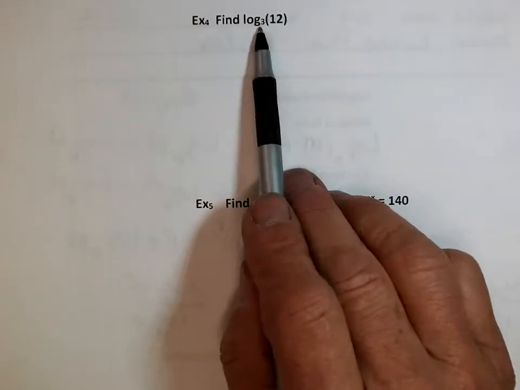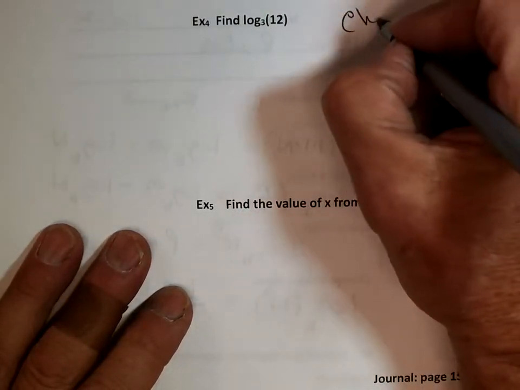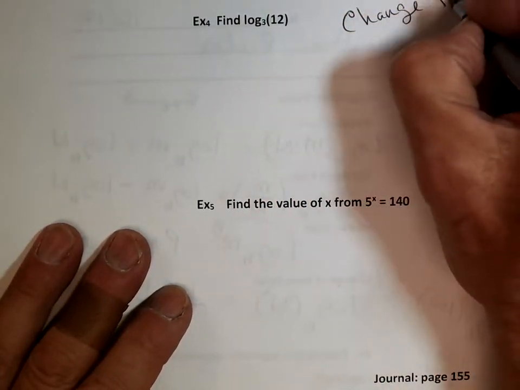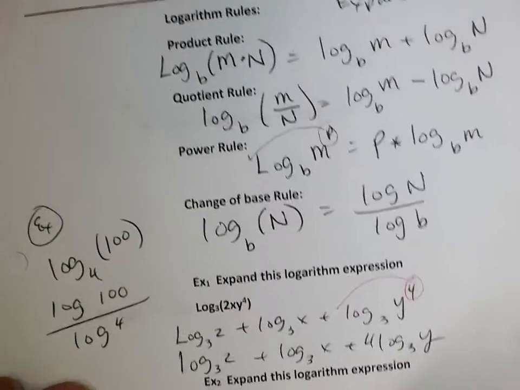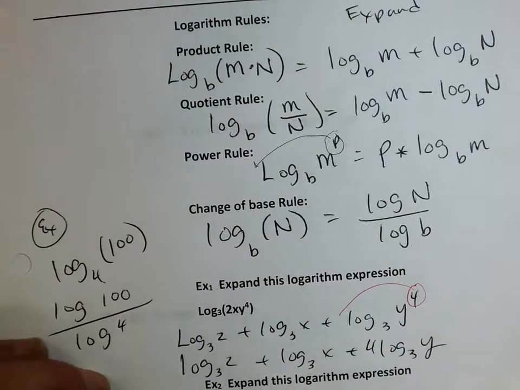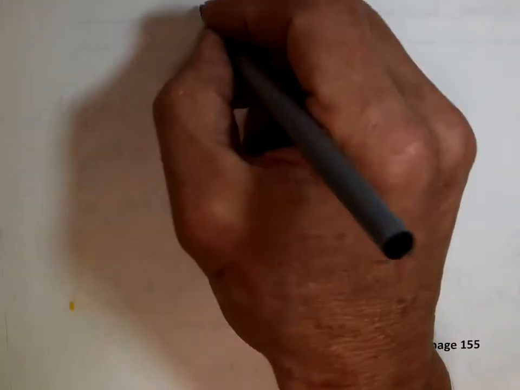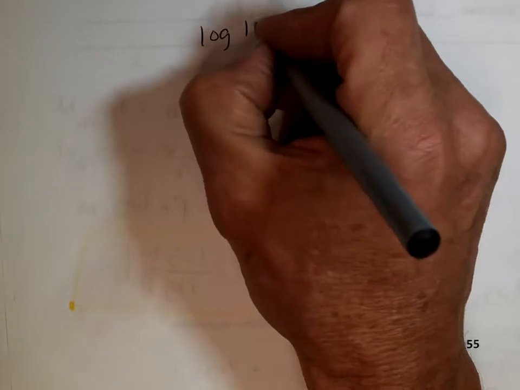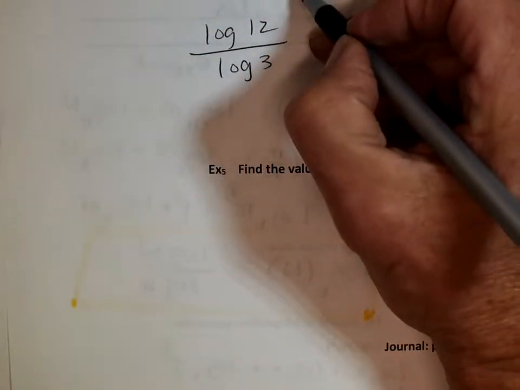Now, 4, okay? What is log base 3 of 12? Well, I don't know. I mean, I could try and guess and check, but we're going to change the base. So that's going to be these notes right here. I'll highlight it, okay? We're going to do this rule right here, the change of base. So let me flip it back. So I'm going to rewrite this as log 12 divided by log 3. So log of that number divided by log of the base.